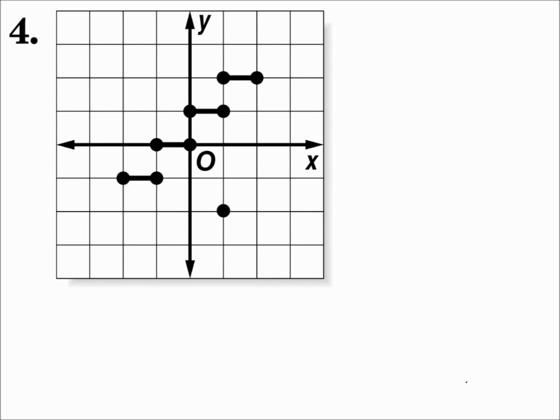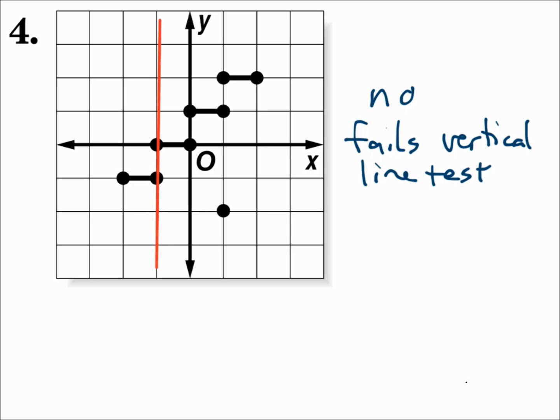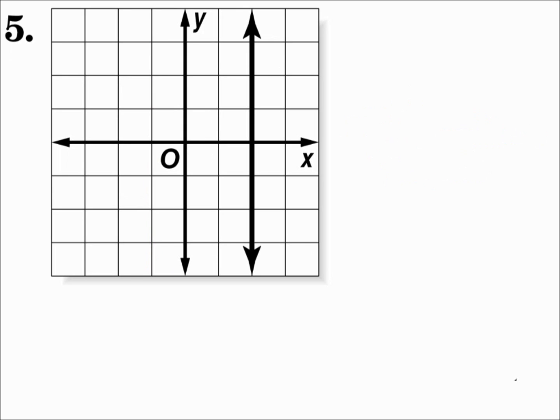For number 4, do the vertical line test. Does a vertical line ever hit more than once? It does right there. It hits twice. And there are other places where it fails too. This is not a function because it fails the vertical line test. Number 5, it's a graph. It's a vertical line. That definitely fails the vertical line test. Vertical lines are never functions.